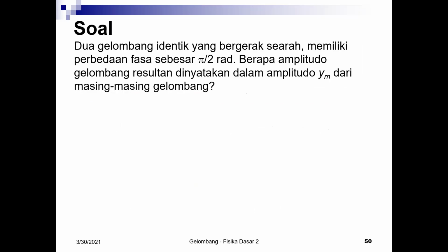Okay, so this is the problem. Consider two identical waves. They move parallel, and the phase difference is pi over 2 radian. What is the amplitude of the resulting wave expressed in the amplitude Ym of each wave? Okay.